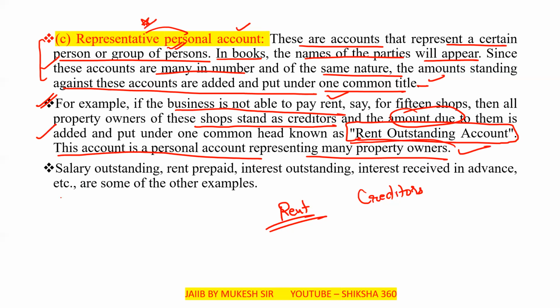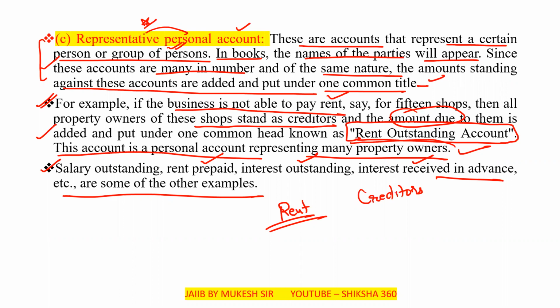So what are the different types? Salary outstanding, rent prepaid, interest outstanding, interest received in advance, etc. are some of the examples that represent the personal account. Hope this point is clear to all of you: what is a representative personal account?